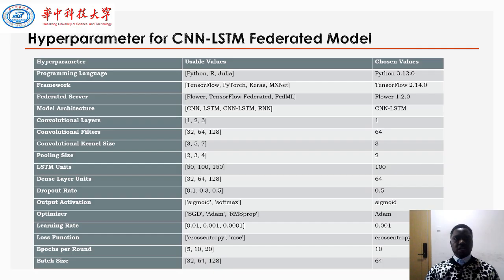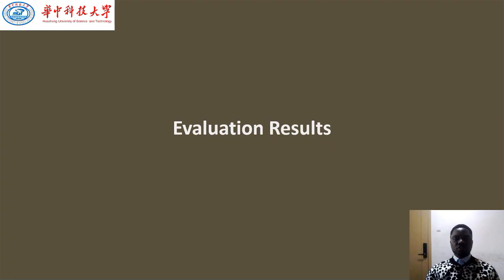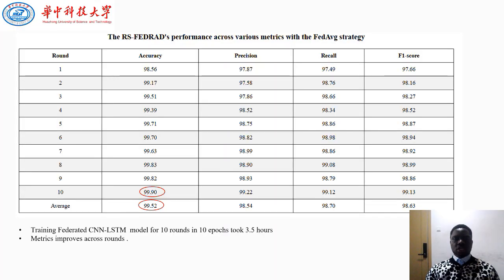So here is our hyperparameter tuning, the selection that we have made for hyperparameters in order to get an optimized and improved detection. So we move to the evaluation result. We checked our model using known, state-of-the-art metrics, including accuracy, precision, recall, and F1 score, among others. After training for 10 rounds, we recorded an impressive 99.9% accuracy at the 10th round, and also a federated average accuracy of 99.52% across the rounds.